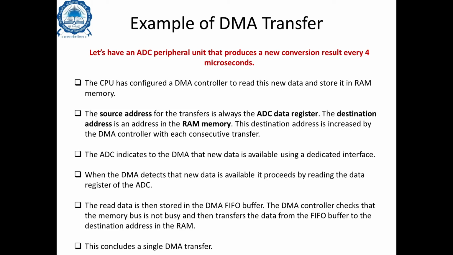So this FIFO buffer is an intermediate storage inside the DMA controller. Just in case the memory bus is occupied or busy, it will hold the data temporarily, and once we see that the memory bus is not busy, it will transfer the data from the FIFO buffer to the destination address in the RAM, and accordingly the information will be stored inside the RAM memory. This entire thing concludes a single DMA transfer. That is what I am trying to say.